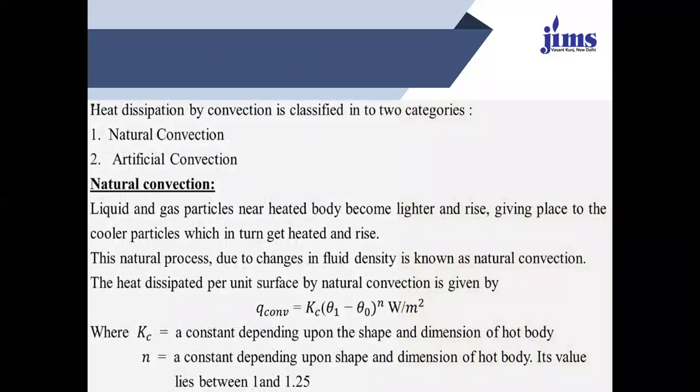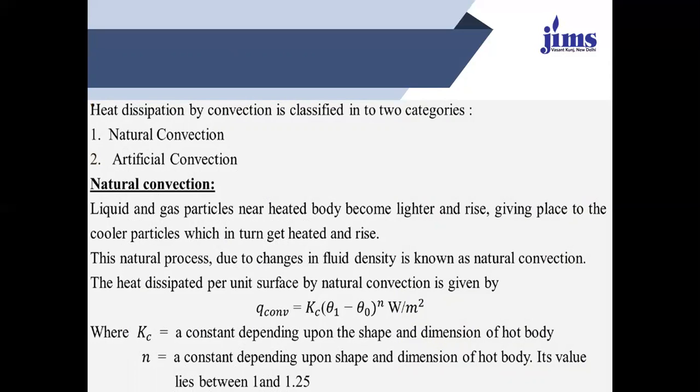Heat dissipation by convection is classified into two categories. First is the natural convection, second one is the artificial convection. Natural convection includes liquid and gas particles near a heated body becoming lighter and rising, giving place to the cooler particles which in turn get heated and rise. This natural process due to changes in fluid density is known as natural convection.